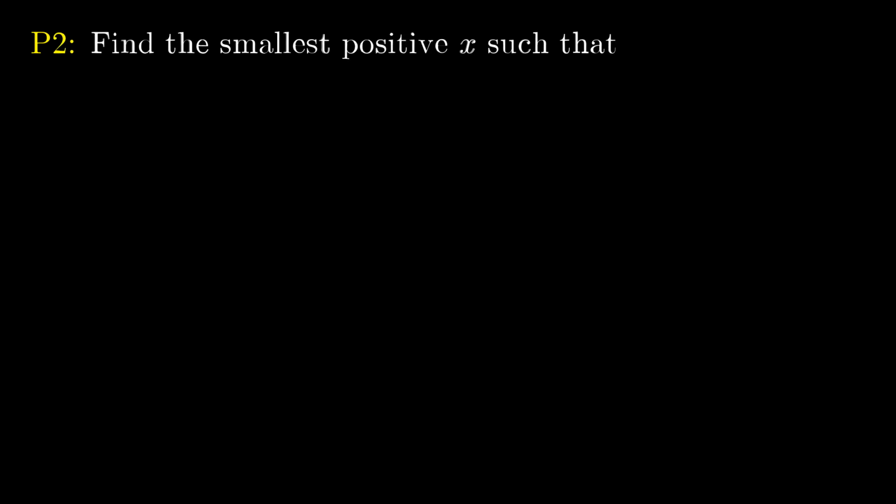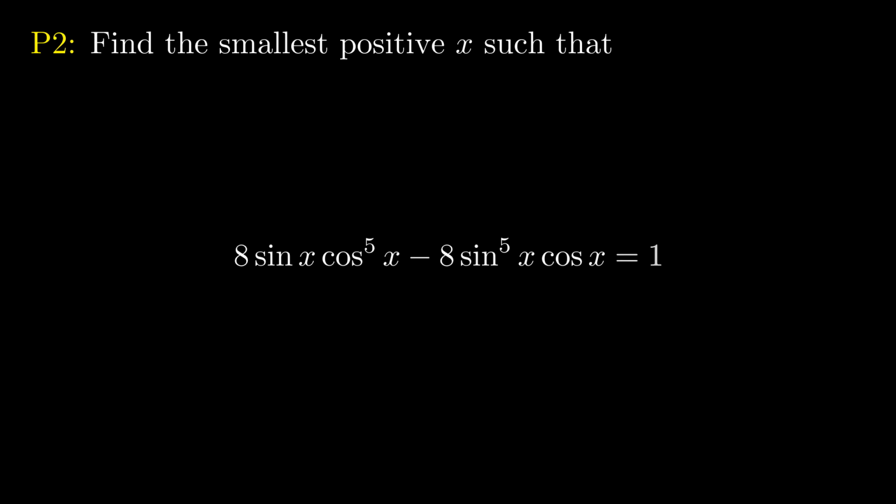Problem 2. Find the smallest positive x such that. Analyzing the situation, we can see that we have an equation this time, and on the left-hand side, we have the trig functions. It looks like the two terms on that side have a common factor, so let's try to factor it out, like we do with a regular equation.